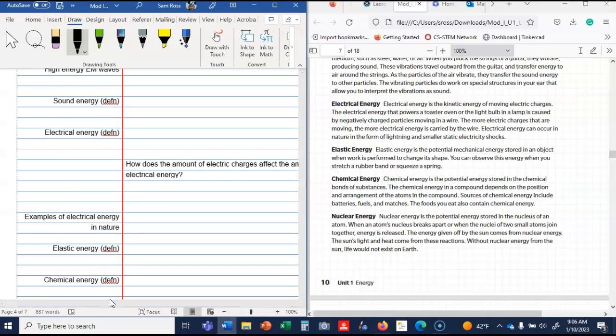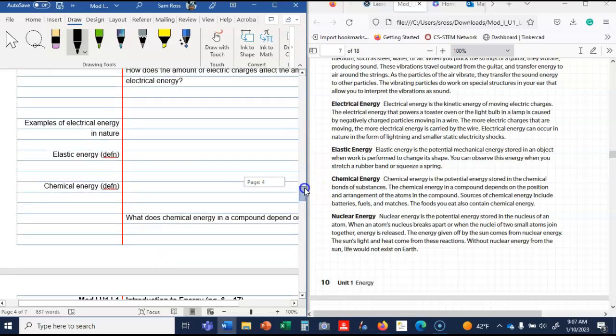We have examples of electric energy in nature. Here it is, last sentence of electric energy. Electrical energy can occur in nature in the form of lightning and smaller static electric shocks. So lightning and smaller, like when you shock your sister or your brother, or you run your feet along the carpet and you reach for the door and it shocks you. That's how it happens in nature.